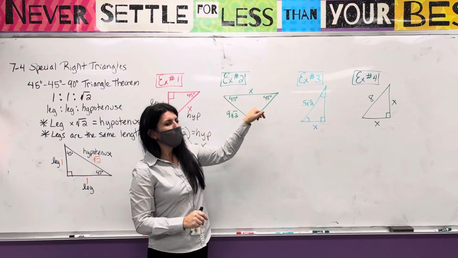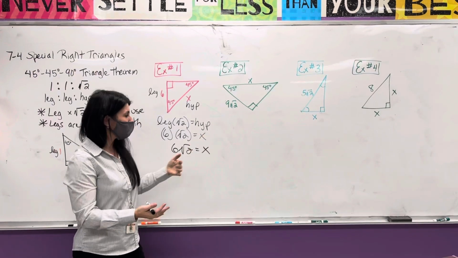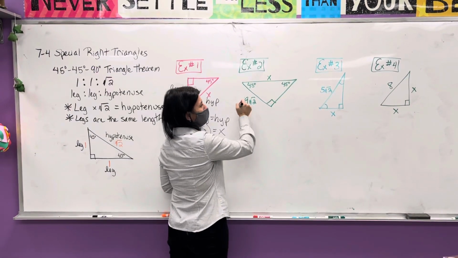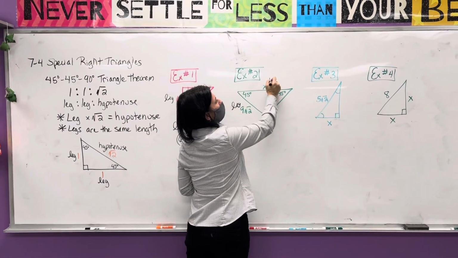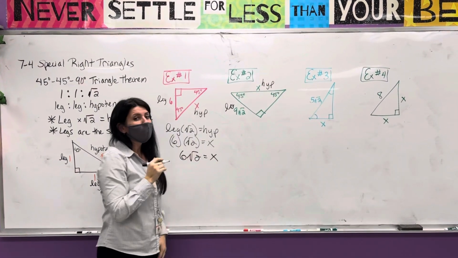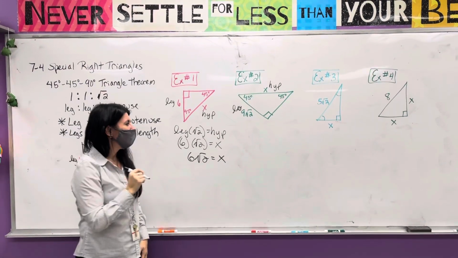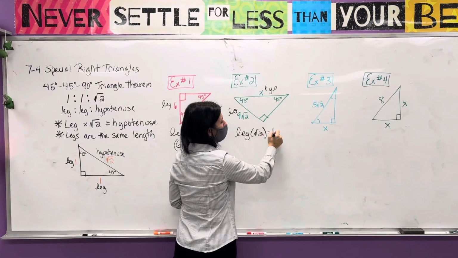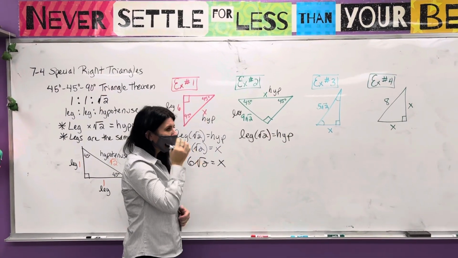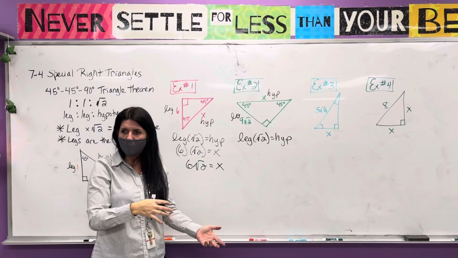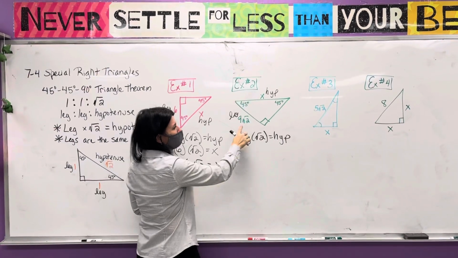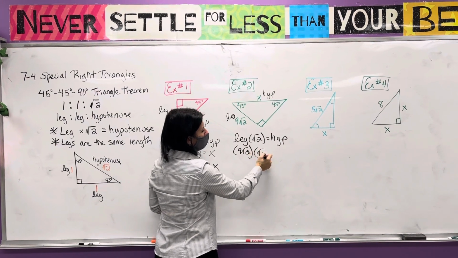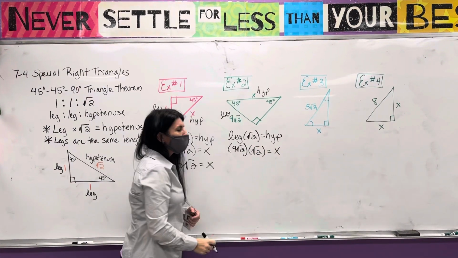This is a 45, 45, 90, so I can use this rule of leg times the square root of 2 is the hypotenuse. I'm going to label everything. This is my leg. This is the hypotenuse. Again, labeling is going to keep you from making mistakes. I'm going to write my formula. Leg times the square root of 2 is the hypotenuse. Once I write my formula, I'm going to plug in what I know, solve for what I don't know. The leg is 9 square root of 2, and the hypotenuse is labeled as x.